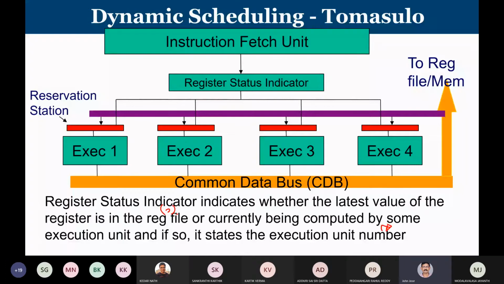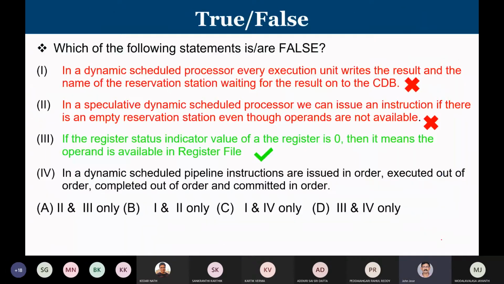That is for a dynamically scheduled processor without speculation. If with speculation, the RSI value will tell the reorder buffer entry. So the statement, if the register status indicator value is equal to 0, it means the operand is available, is correct.